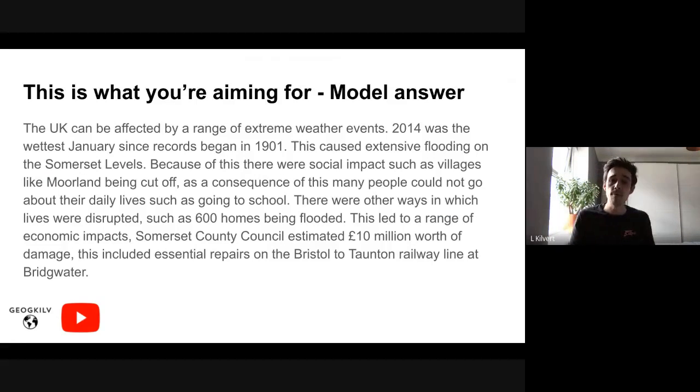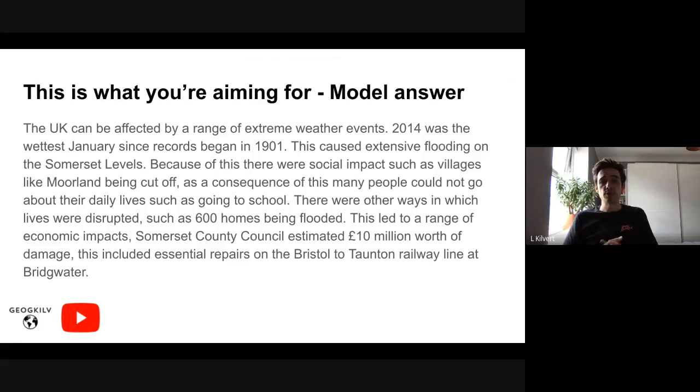I'm going to read it through, and I'm going to highlight some things on it on my screen. So it says, the UK can be affected by a range of extreme weather events. 2014 was the wettest January since records began in 1901. This caused extensive flooding on the Somerset Levels. Because of this, there were social impacts such as villages like Moorland being cut off. As a consequence of this, many people could not go about their daily lives, such as go to school. There were other ways in which lives were disrupted, such as 600 homes being flooded.